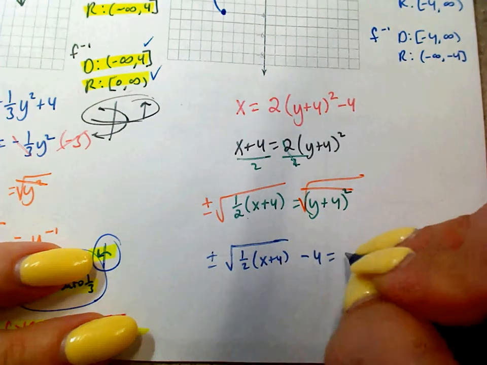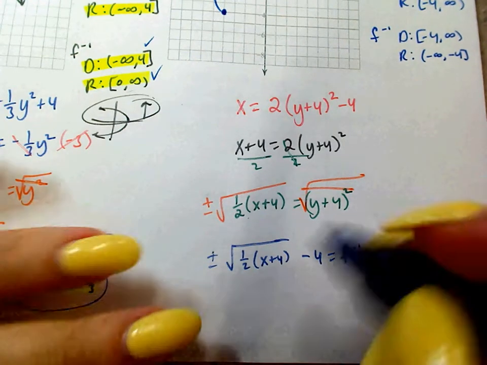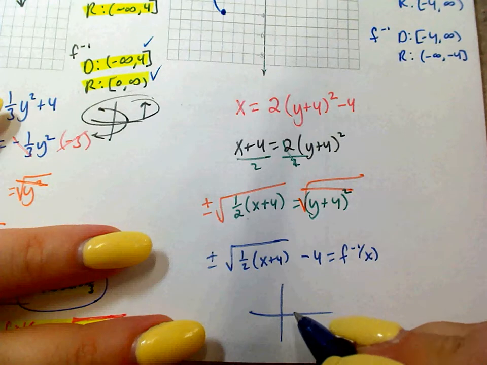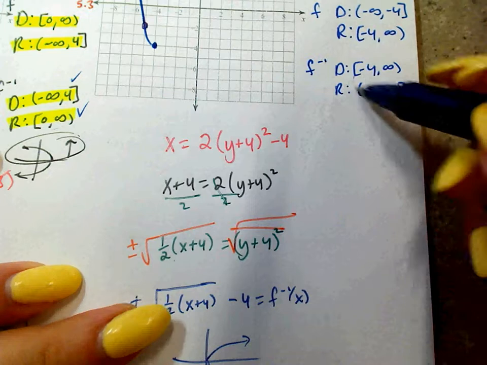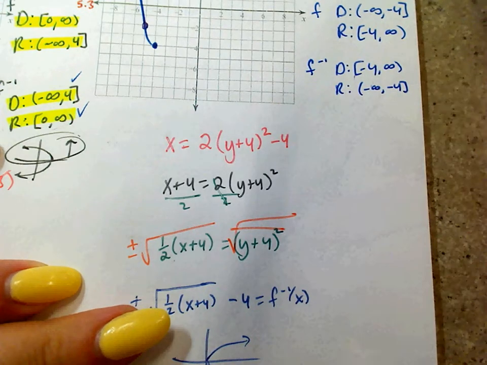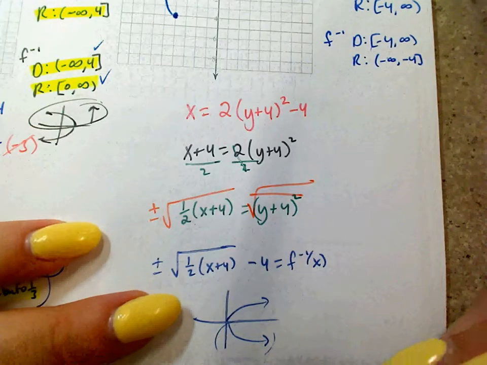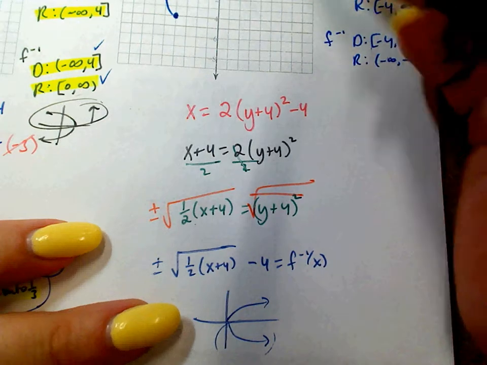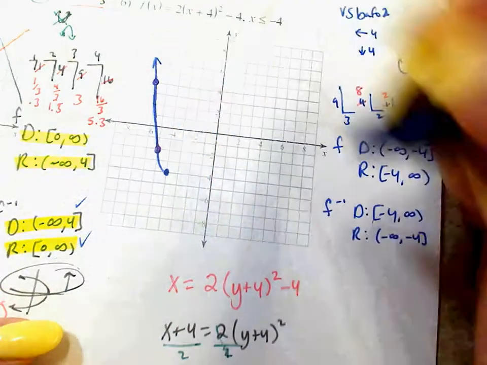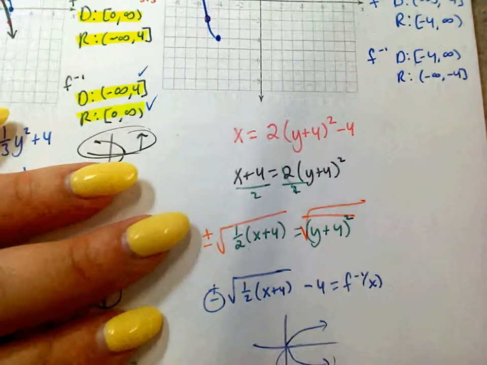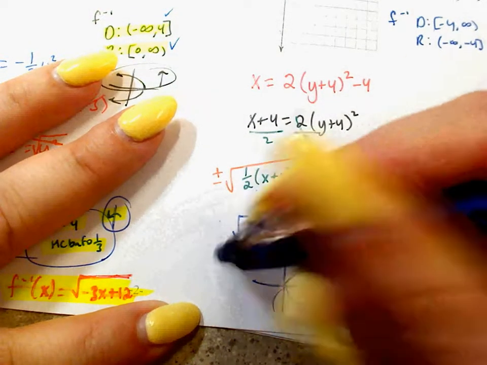Okay, so when I think about my quadratic, or my square root, sorry, I'm going to have a square root like this and a square root like this. But I know that my range for my inverse is -∞ to -4. -∞ to -4 means it's going to be the bottom half of my square root. So also remember, if it's the left-hand side of my parabola, then it's the negative square root. So my final answer is that f inverse is that negative square root of 1/2 times the quantity x plus 4.